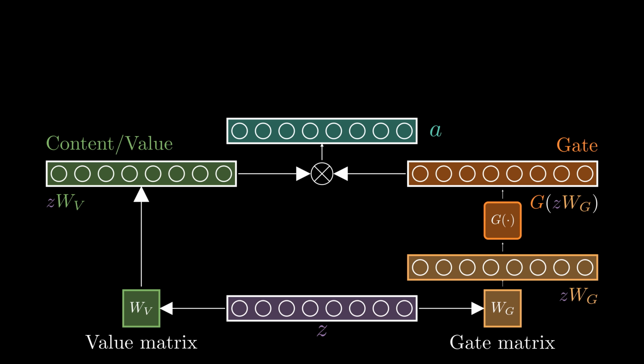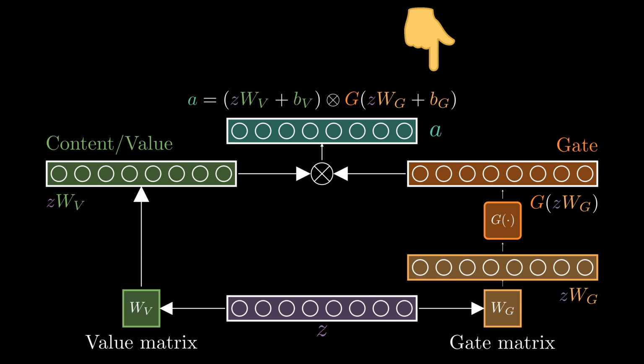The activation vector A equals the element-wise product of the content and gate vectors. A more general form of these linear transformations also includes bias vectors BV for content and BG for gate. However, in practice, modern models frequently omit these bias terms to improve training stability and computational efficiency.